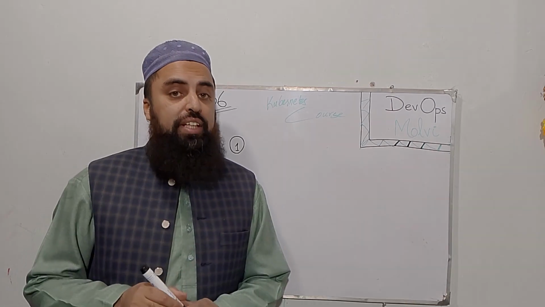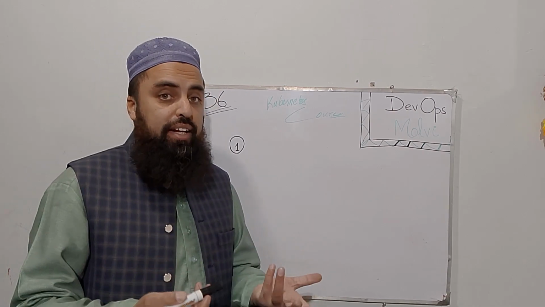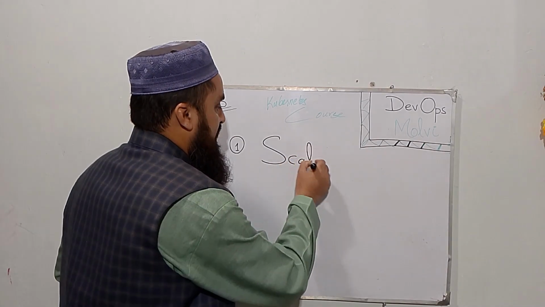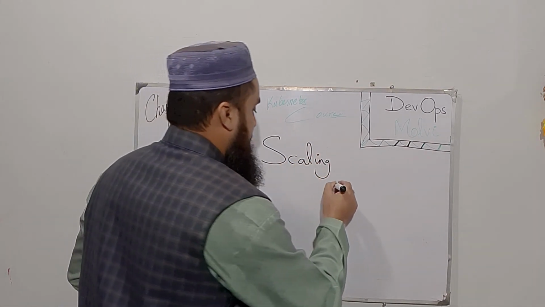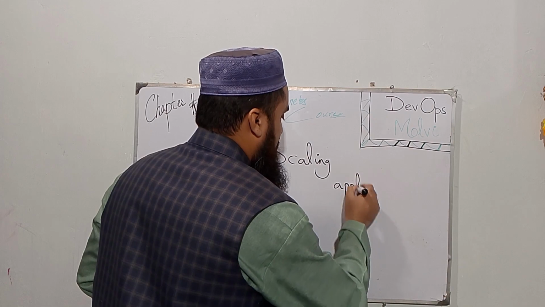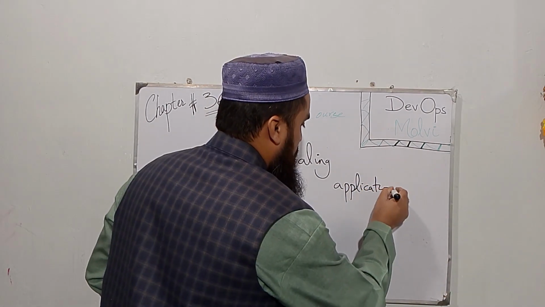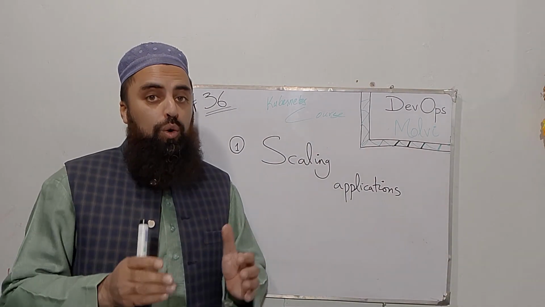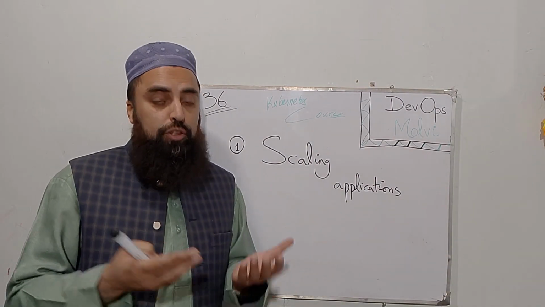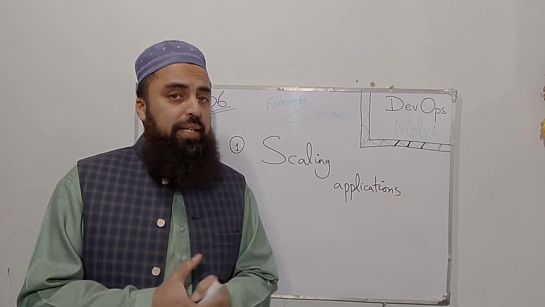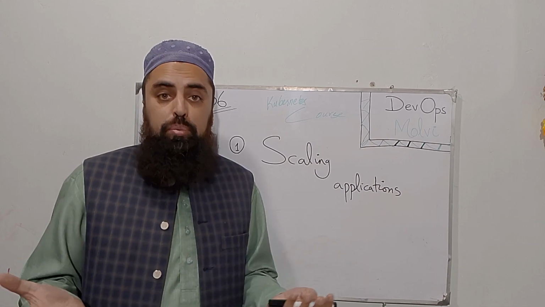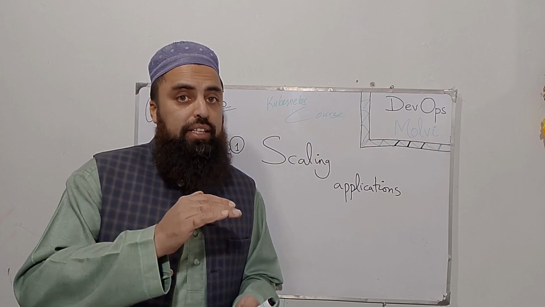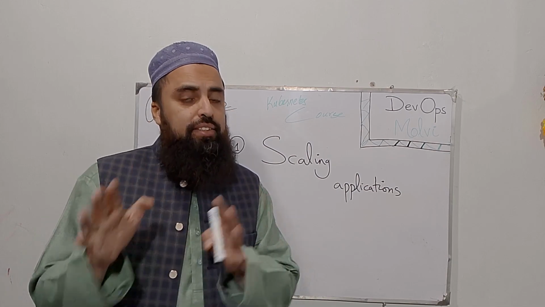Alright guys, the second feature, or you can say the second advantage of using Kubernetes, is scaling applications. Scaling applications using Kubernetes is the second goal of what Kubernetes is used for. So what would be the simplest definition of scaling applications? The simplest concept of scaling applications is to scale applications up or down based on demand.